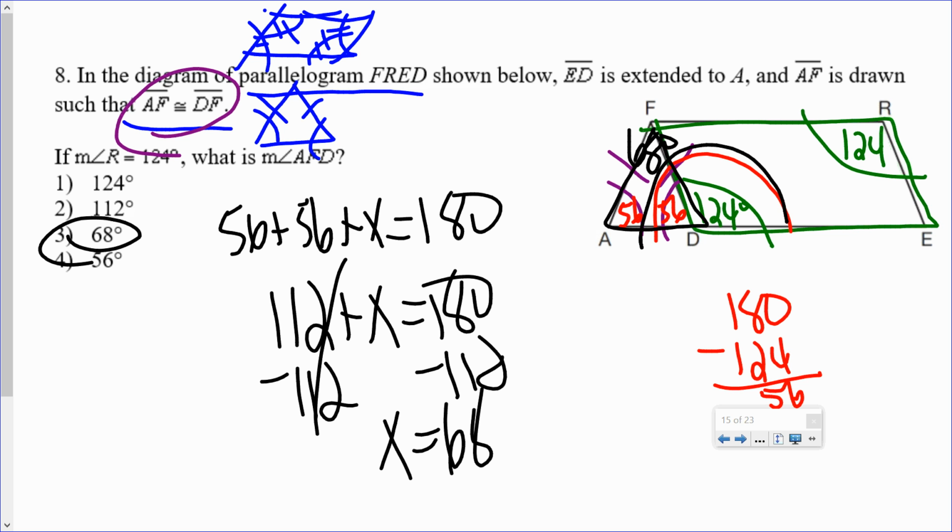Look for linear pairs. Look for angles of a triangle. If it says parallelogram, your go-to is opposite angles are congruent. If you see that two sides are congruent, mark the sides, mark the angles opposite them. That's nothing new. That's going back to what we did earlier this year. And that's it. You go from there.